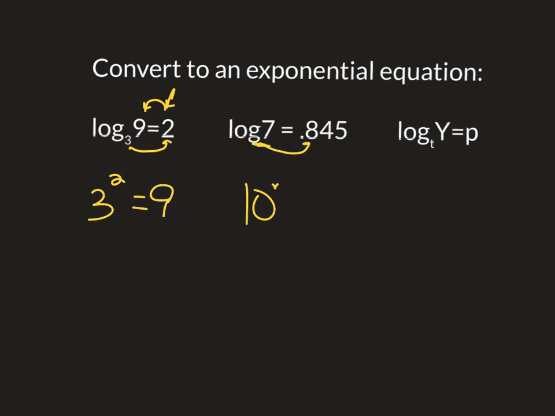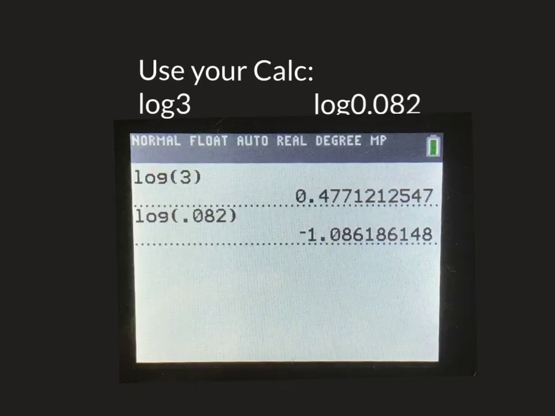10 to that power, 0.845, equals that number, which is 7. That's all you have to do. And the last one is just no numbers in here, so you want to make sure you got the power. T to the P power, oh my gosh, equals Y. And the reason I say oh my gosh is that's toilet paper, equals Y, which is in high demand right now. T to the P equals Y. So again, the same pattern. I'm trying to drill that in your head, the pattern for working out logs.